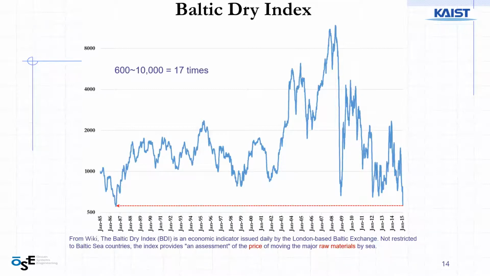But I'm showing you the fluctuation here, very big fluctuation. Something like 17 times between the highest and lowest during the years 1985 up to 2015. So it is about 30 years of period and the maximum and minimum changes 17 times. You may expect that the lunch cost for myself near my restaurant during the 30 years, how much was the fluctuation? Maybe less than 2 times, right?